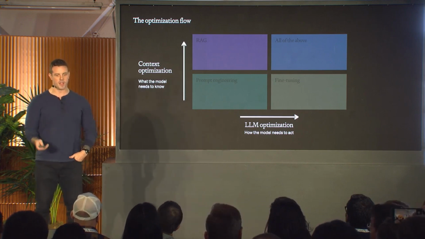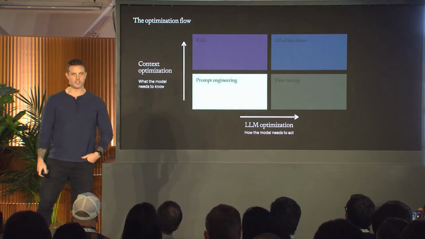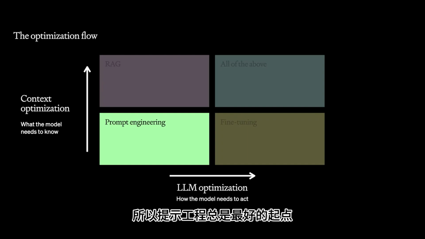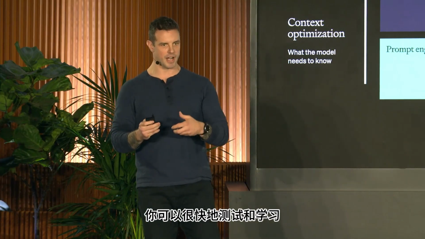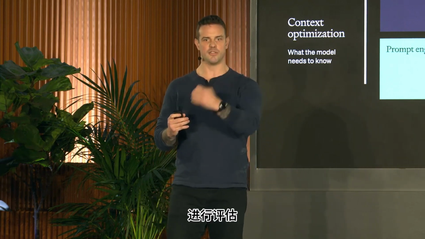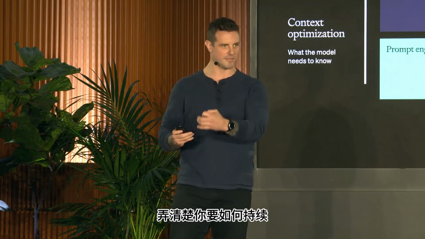A typical flow that you see is starting in the bottom left with prompt engineering. With prompt engineering, you can sort of do both. You just can't scale it that well. Prompt engineering is always the best place to start. You can test and learn very quickly. The first thing you should do is start off with a prompt, get to an evaluation, and figure out how you're going to consistently evaluate your outputs.